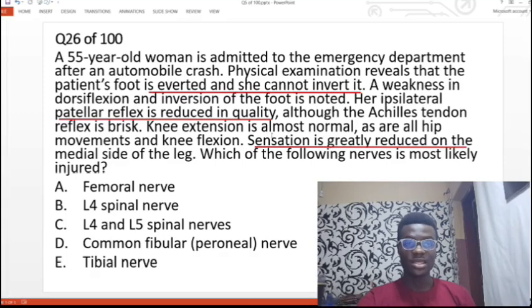If the L4 spinal nerve is injured, the patient will not be able to invert, since inversion is controlled majorly by the L4 and a bit by the L5. The patellar reflex is reduced in quality. The patellar reflex is used to test the integrity of the L2, L3, and L4, but the L2 and L3 give the motor, while the L4 gives the sensory. So it is the L4 spinal nerve that is affected. Then the reduction of sensation on the medial side of the leg is supplied by the saphenous nerve, which comes through the L4 spinal nerve. So all this is pointing towards option B, the L4 spinal nerve, and that is our correct answer.